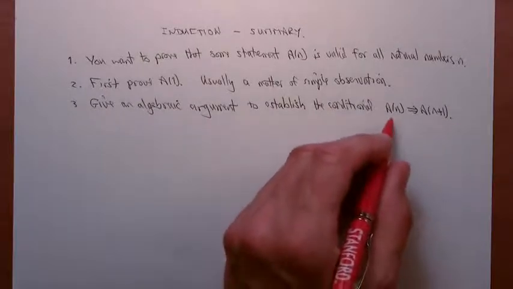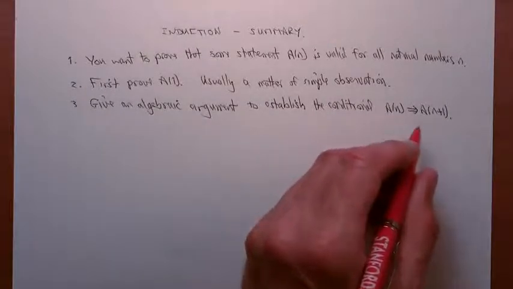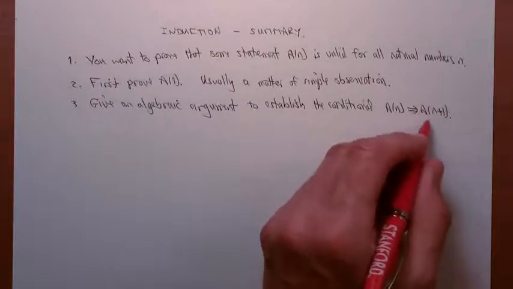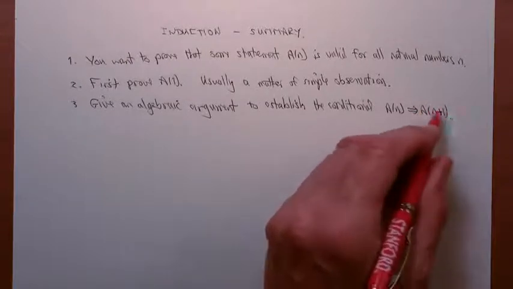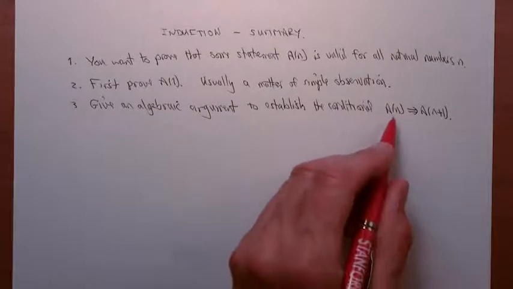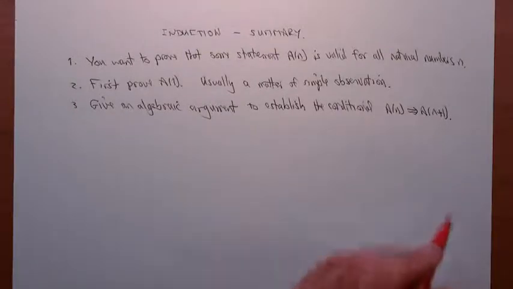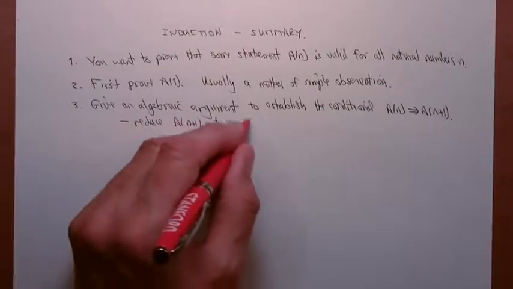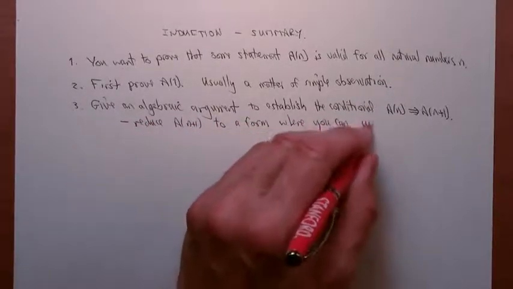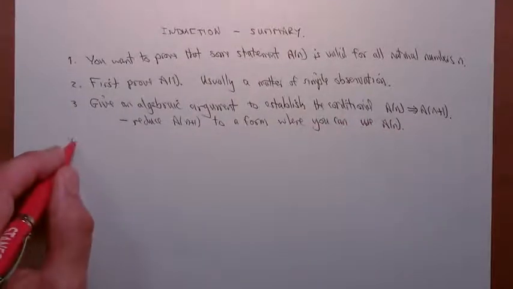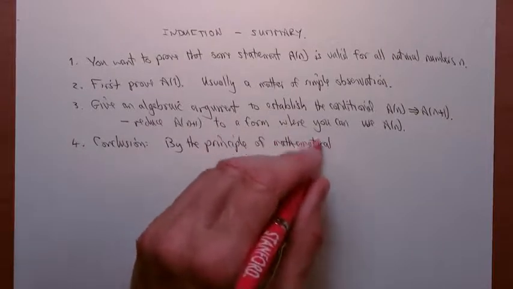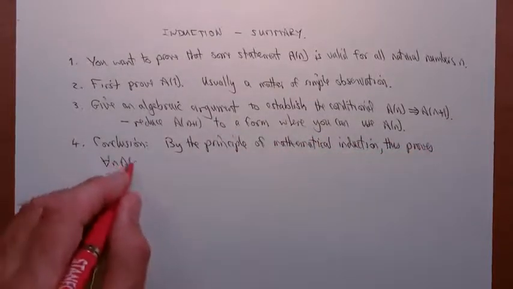Usually you assume A(n) and then you deduce A(n+1) from it. And typically you do that by looking at the form of A(n+1), manipulating it into such a form that you can apply A(n) in order to carry out an argument. In other words, reduce A(n+1) to a form where you can use A(n). In conclusion, by the principle of mathematical induction, this proves for all n, A(n).